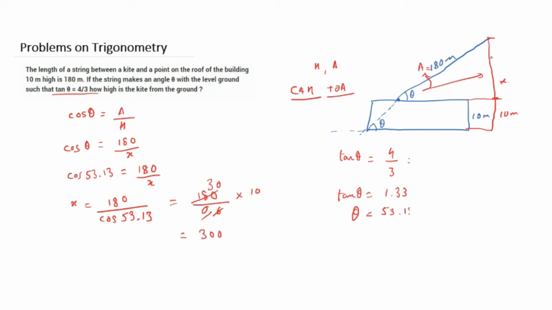That means the height from here to here is going to be 300, and we add another 10 as the height of the building. So we can say that therefore the height of the kite from the ground is equal to 300 plus 10 equals 310 meters. So that's our solution. In this video, we learned how to solve various problems related to trigonometry.